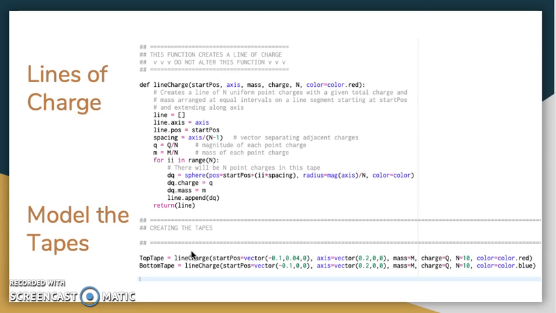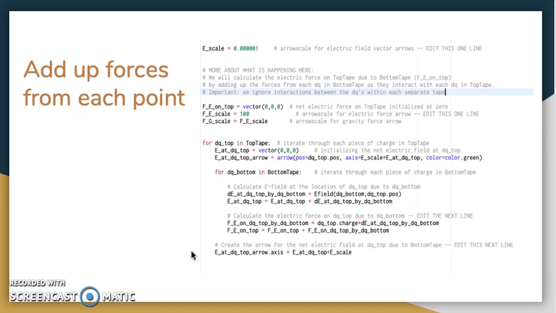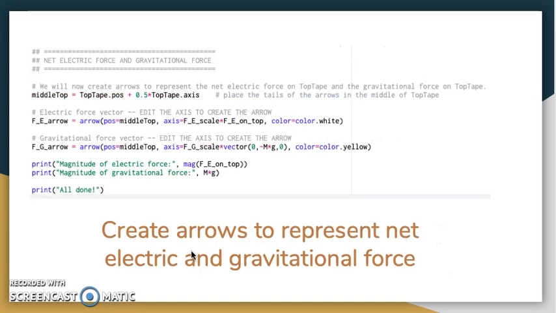From here, I was able to use the lines of charge function that was given to us within this lab in order to model the two pieces of tape as lines of charge. From there, I modeled the two pieces of tape as spheres for the bottom tape and the top tape. I then used the for loop given to us for Lab 2 in order to represent the forces exerted onto the top tape by the bottom tape at each individual point. Lastly, I represented the net electrical force and gravitational force by two larger arrows.